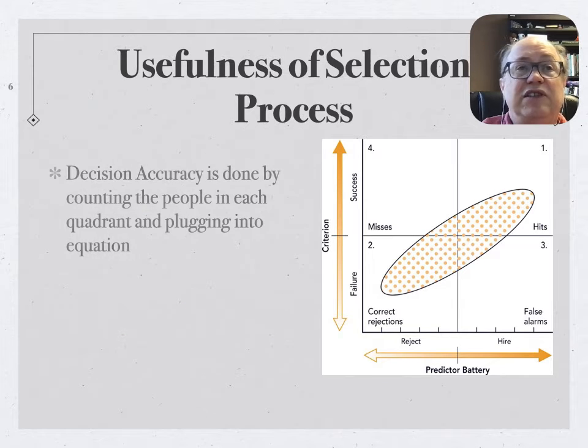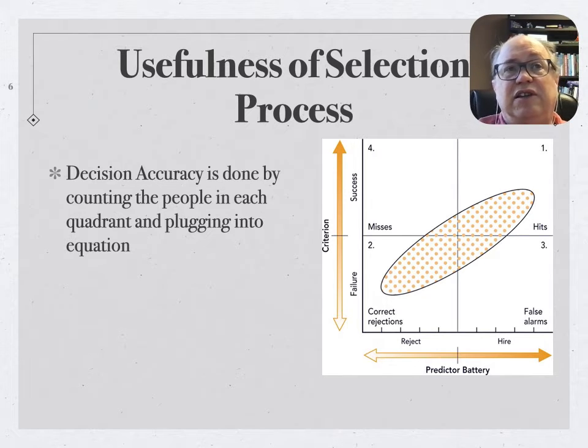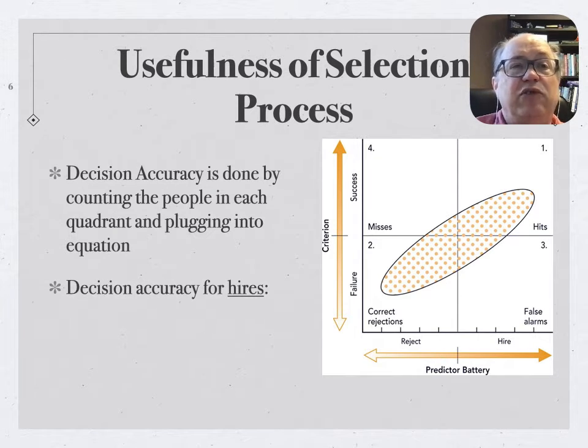So, decision accuracy is one way we can determine if a process has good utility, good usefulness. That is done by a specific calculation. Decision accuracy is done by counting the people in each of the four quadrants and plugging them into some equations. So we can get what's called a decision accuracy for hires, that are people that are on the right-hand side of the vertical decision line.